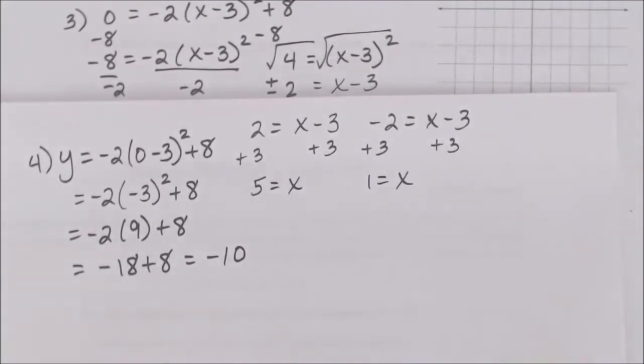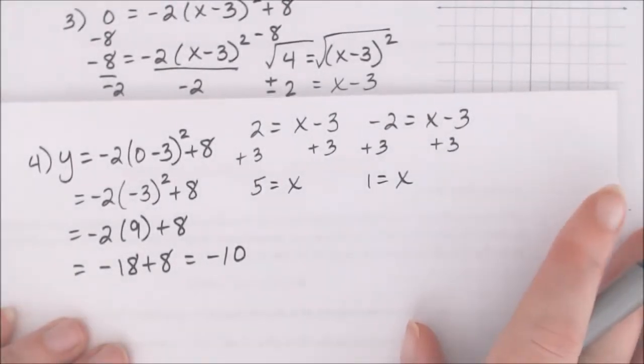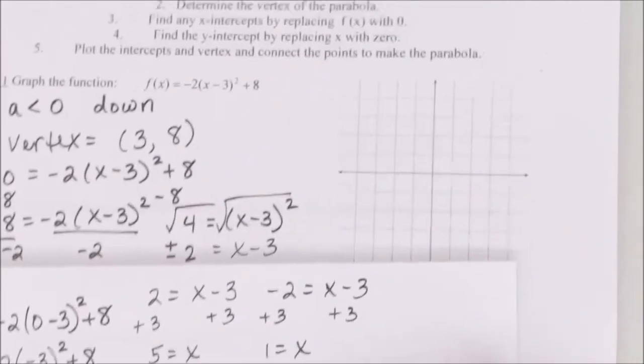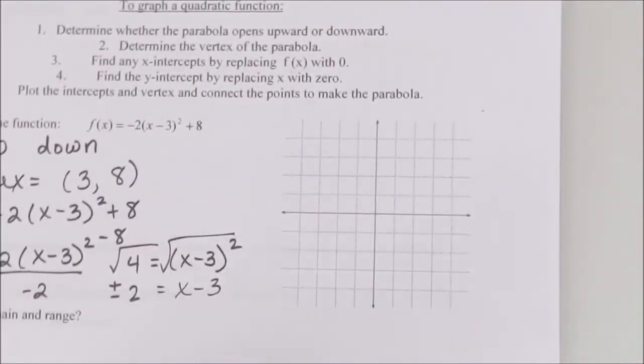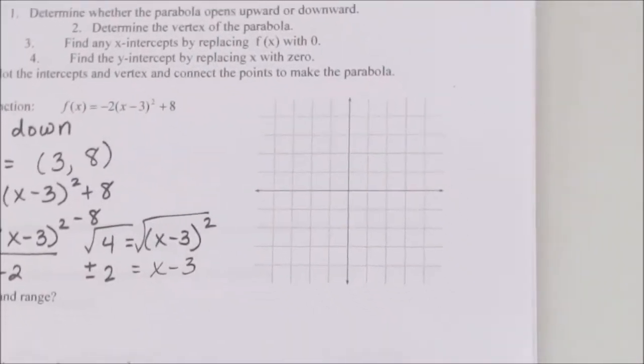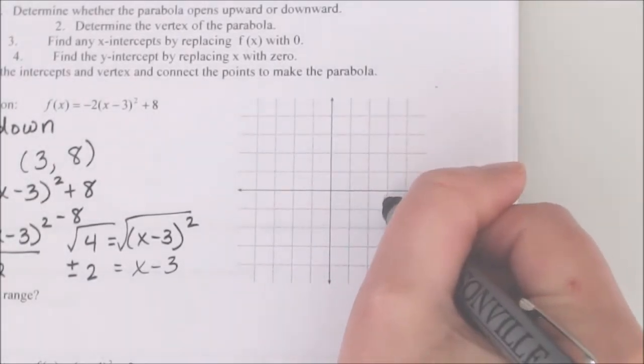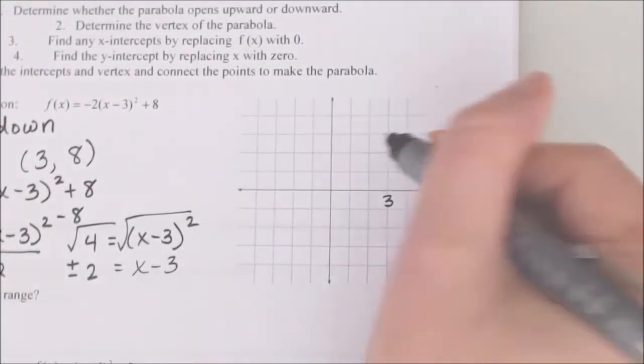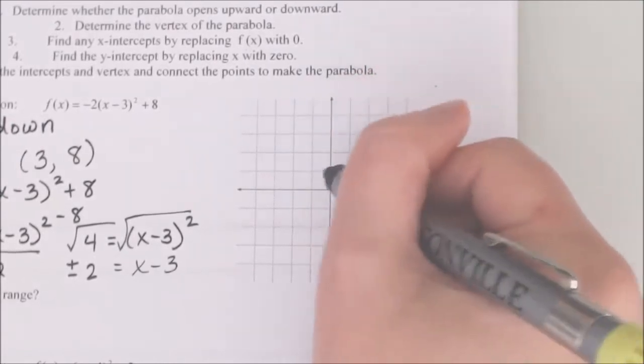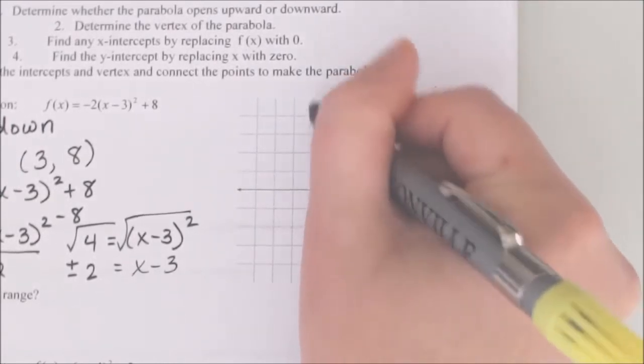So let's put all this together on our graph. So let's start with the vertex. So the vertex, if you'll recall, was at 3, 8. So let me put some numbers on the graph. So I'm going to go over 1, 2, 3. And I'm going to count this way by 2s because I only have 1, 2, 3, 5. The graph only goes up to 5.